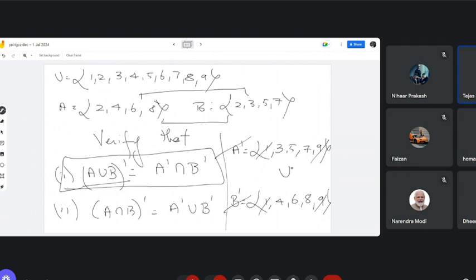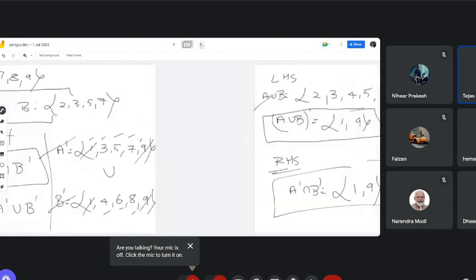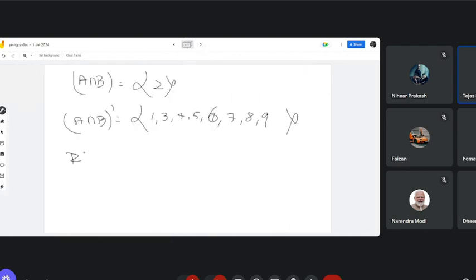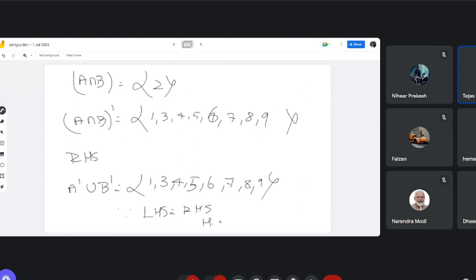Union is supposed to perform, meaning combine everything else. Do not repeat the numbers. 1 is there, 2 is not there. Check both the things. 3 is there, 1 is there, 3 is there, 4 is there, 5 is there, 6 is there, 7 is there, 8 is there, 9 is there. So everything else is there except for 2 here also. So RHS, A dash union B dash, gives you 1, 2 is not there, 3, 4, 5, 6, 7, 8, and 9. Since LHS equals RHS, hence proved.